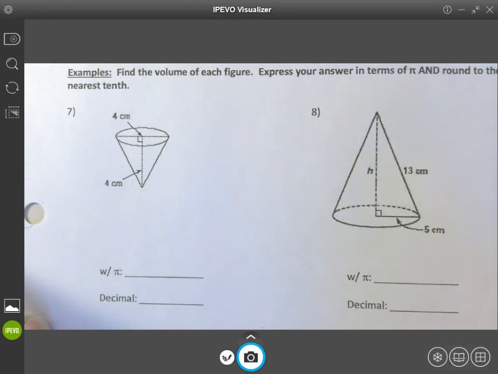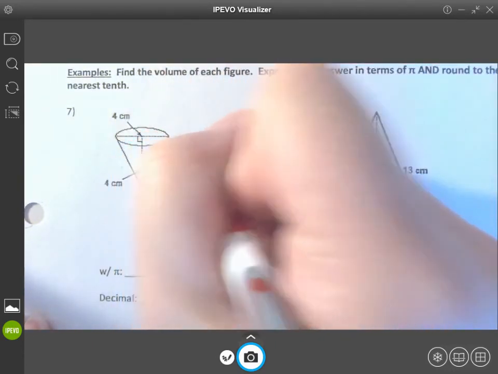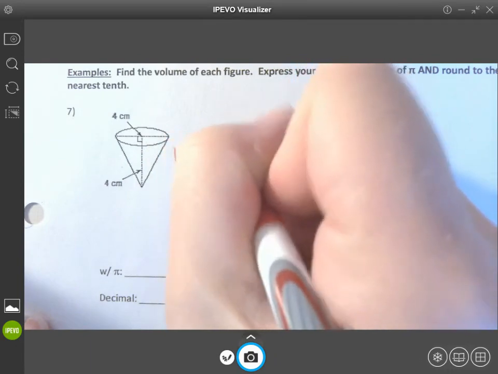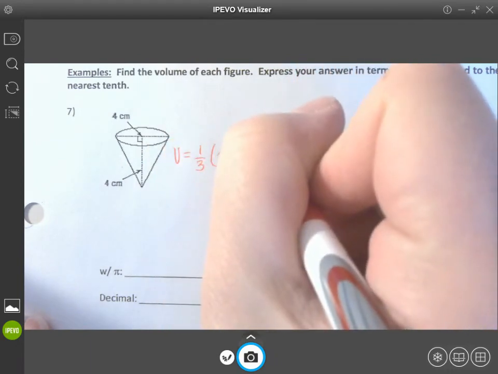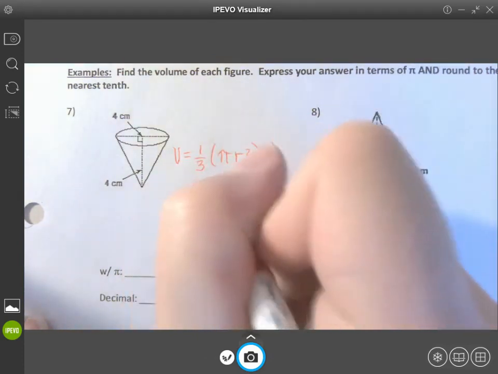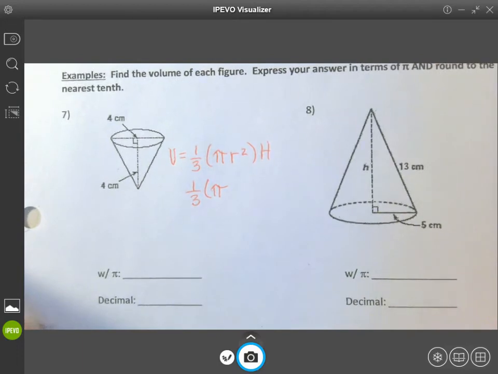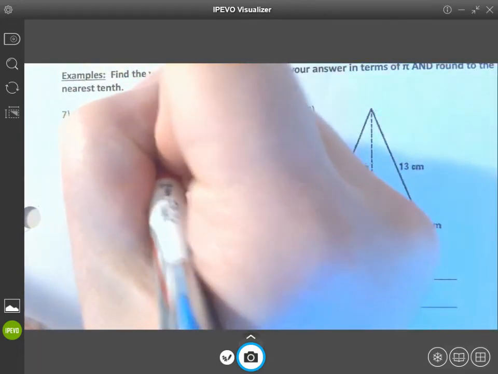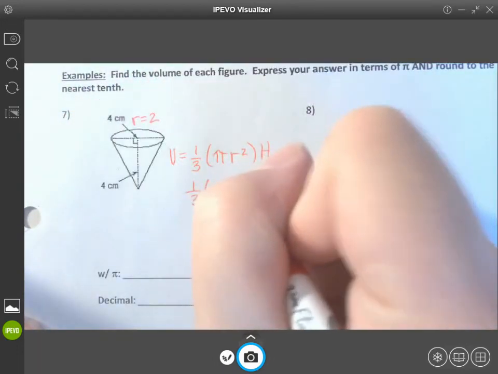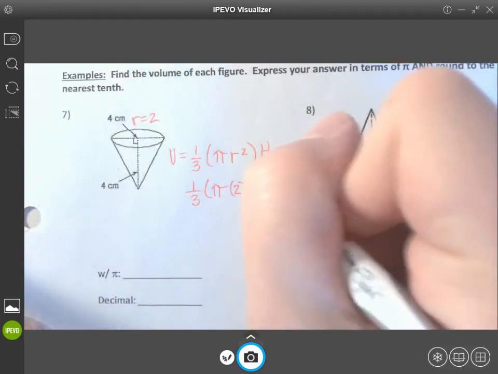All right, look what we have here, guys. Volume equals 1/3, that's staying constant. The area of the base is pi r squared times the height of the figure. Okay, so I got 1/3 times pi. What's the radius of this guy? 2. Yeah, be careful with that. Radius is 2 times the height. We have an altitude of 4.